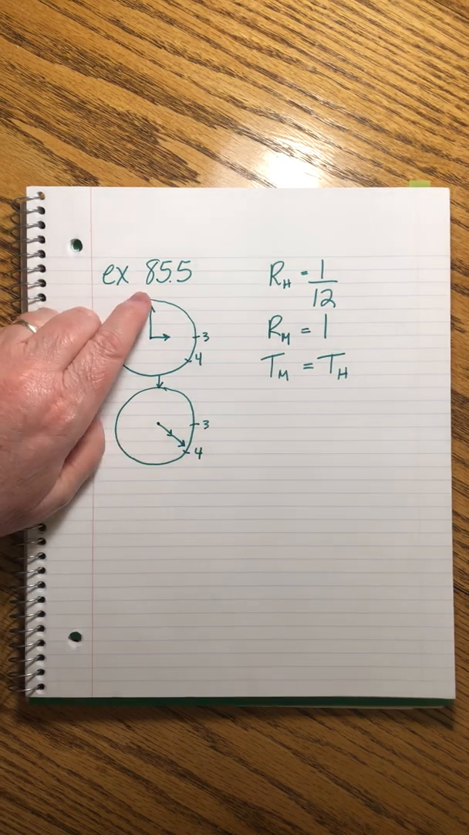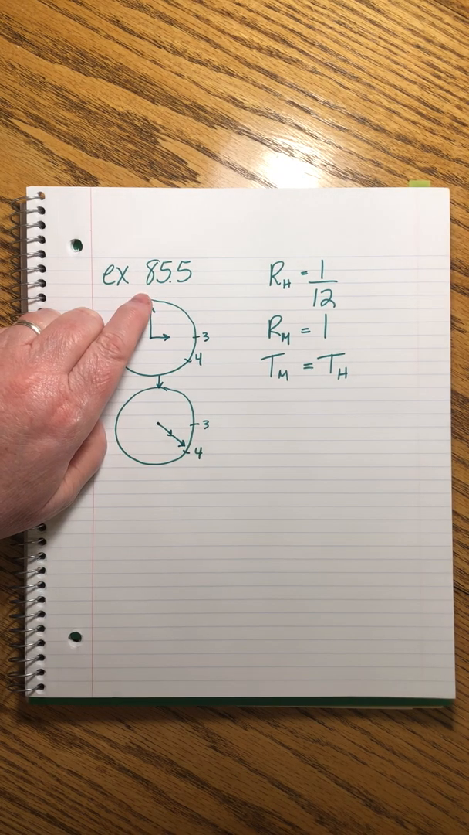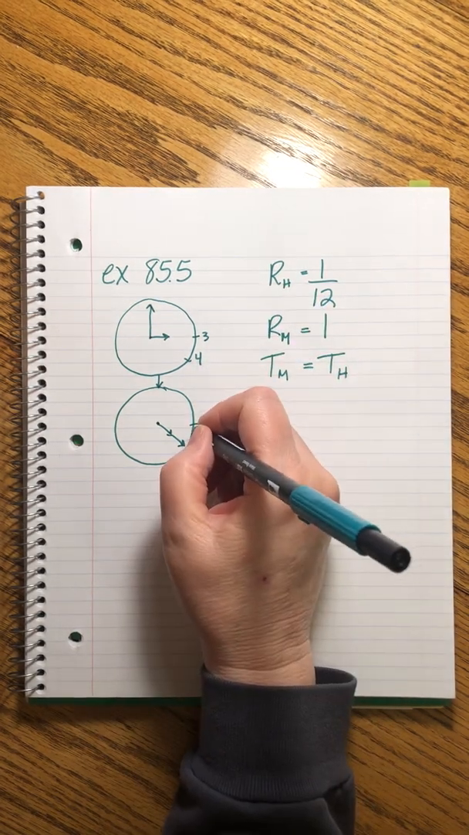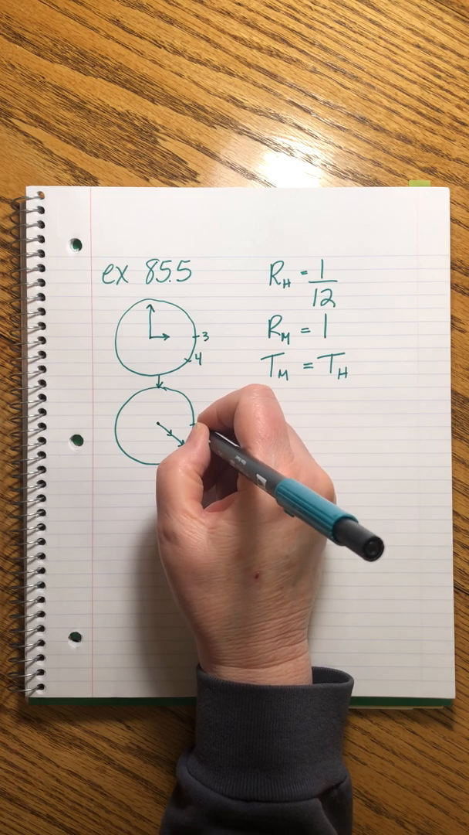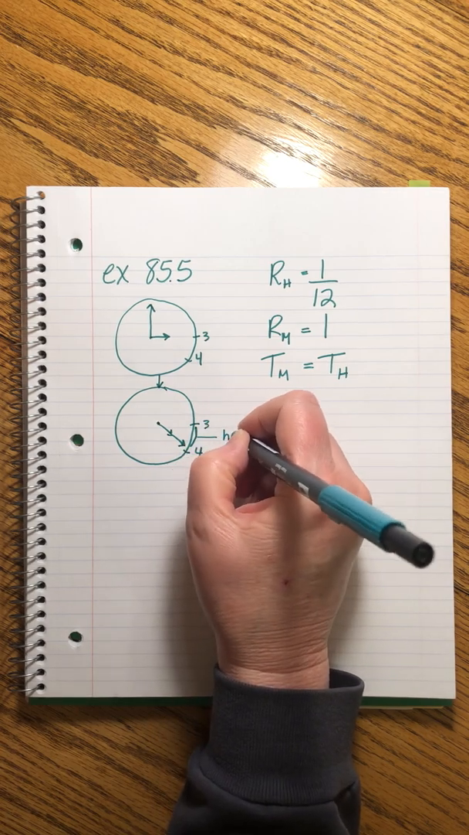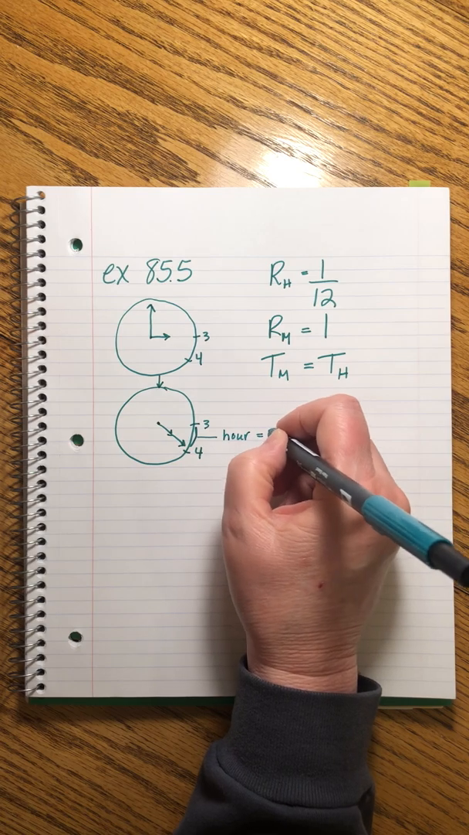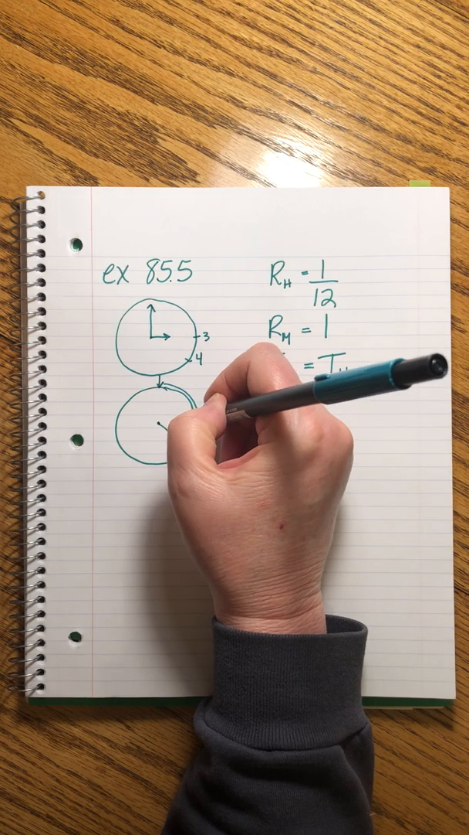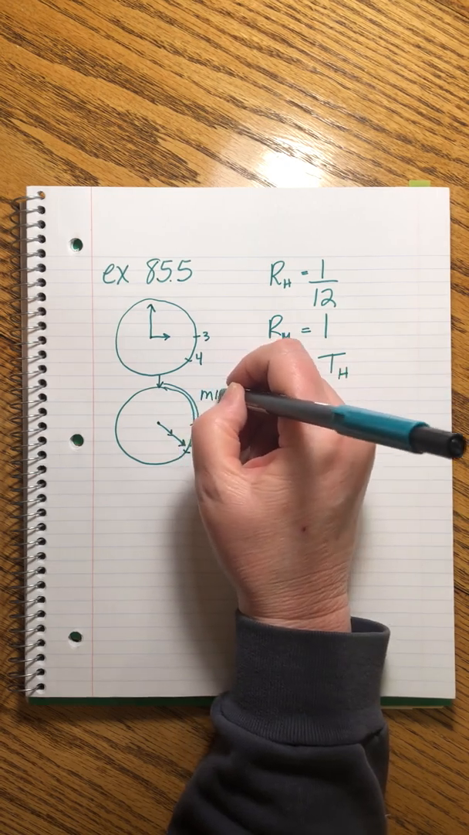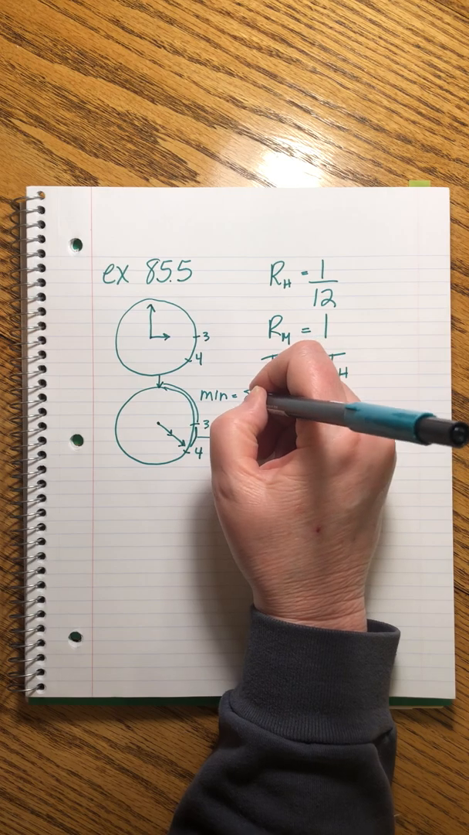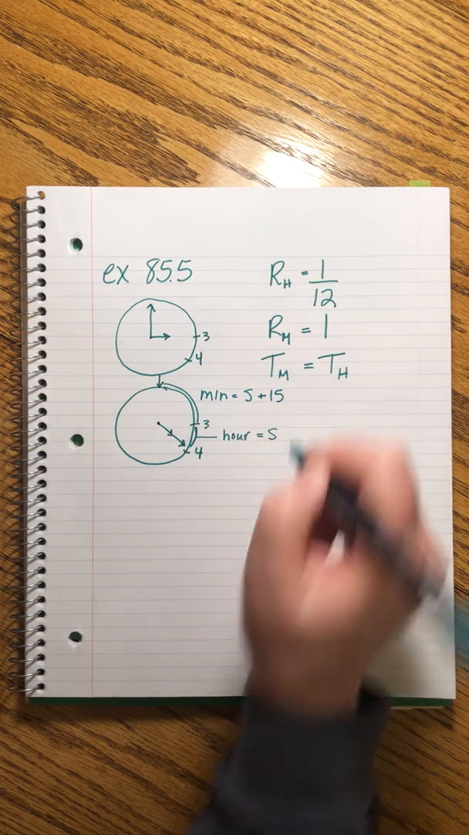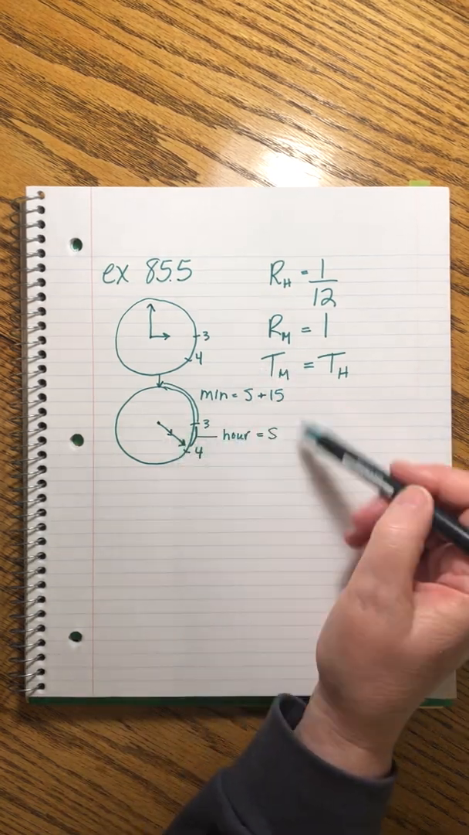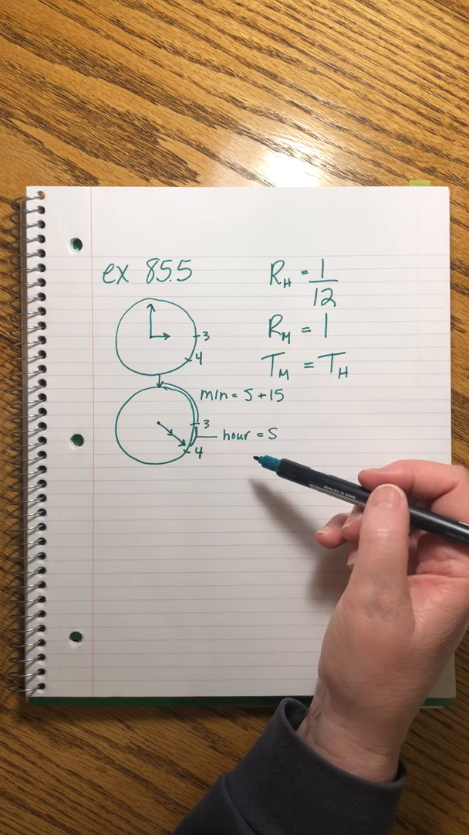So I can see that the little hand is going to move this far. That's how far the hour hand will have to move, and we'll call that S spaces. And the big hand is going to have to travel 15 spaces more, right? So the minute hand will have to move S plus 15. That's the hardest part of these problems: trying to figure out the relationship between how they're moving.